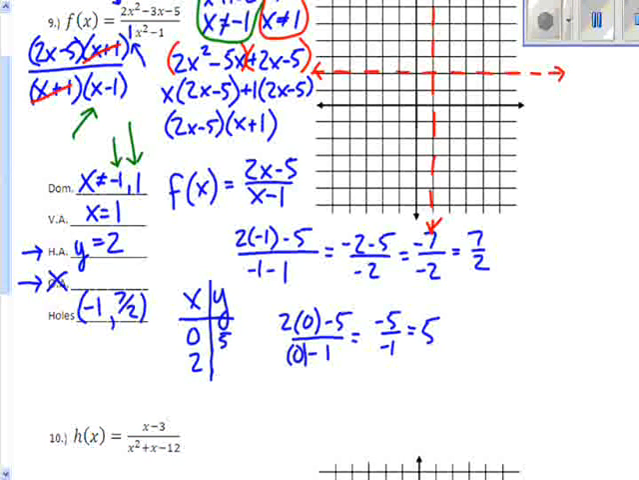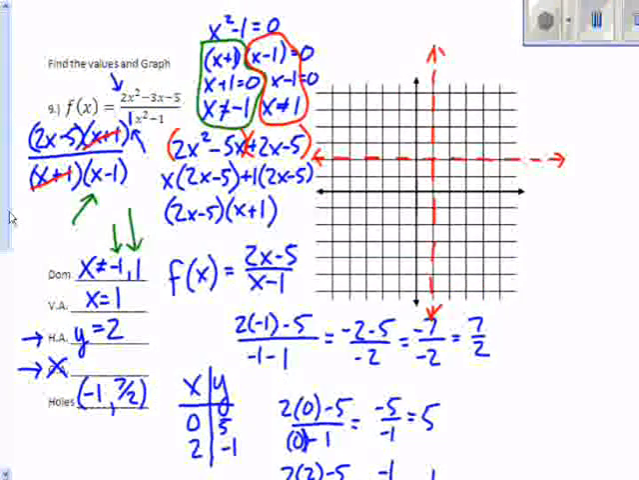Now I'm going to plug the 2 in. If I plug the 2 in, I have 2 times 2 minus 5 over the 2 minus 1. So let's see, that's going to be a 4 minus 5, which is a negative 1. And this is going to be 2 minus 1, which is 1, so that's a negative 1. And I'm going to plot each of these points, so I come back up here. The 0, 5 is going to be right here. The 2, negative 1 is going to be right here. And that gives me an idea what this thing's going to look like.